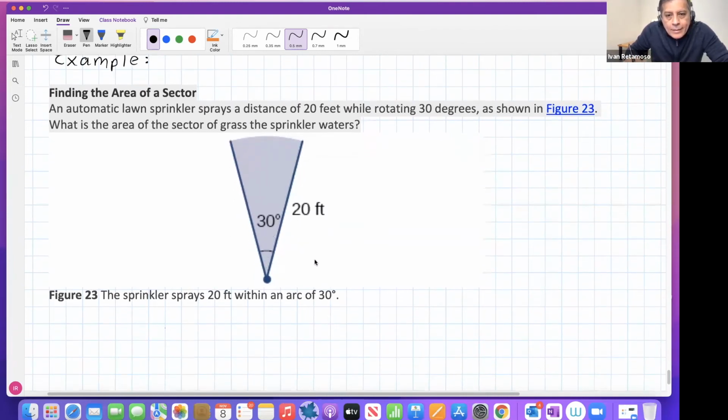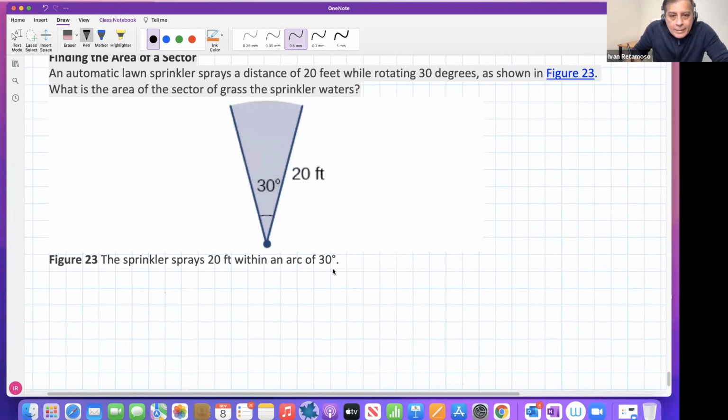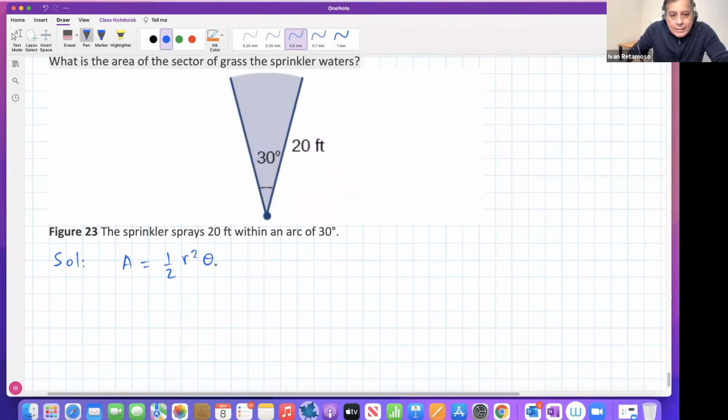Here is the figure that you can look at, right? Now, we're gonna use the formula, area of a sector equals 1/2 r squared times theta, right? Yeah, let's use that. So, solution here. I know that area is equal to 1/2 r squared times theta, right? But this theta must be in radians. So, first, convert to radians, right?